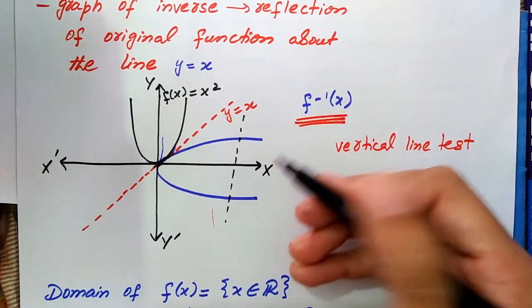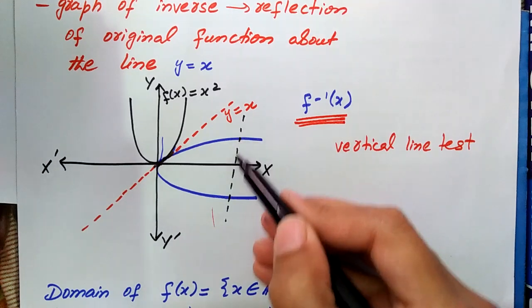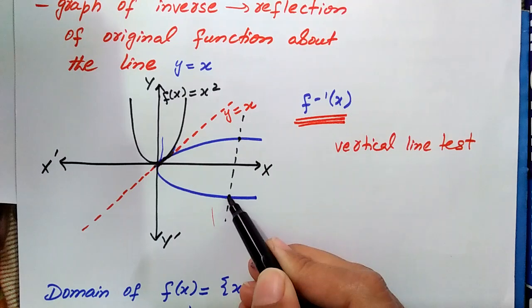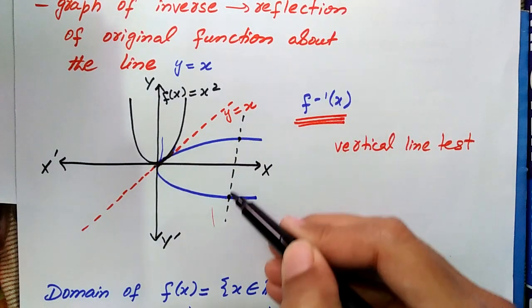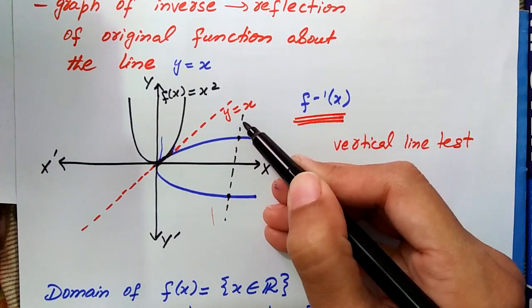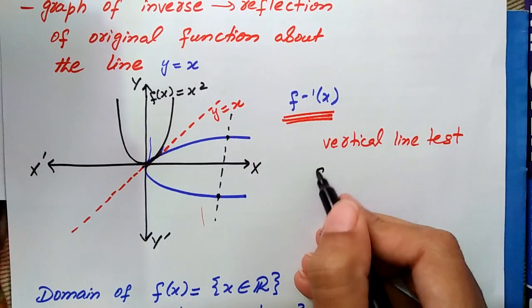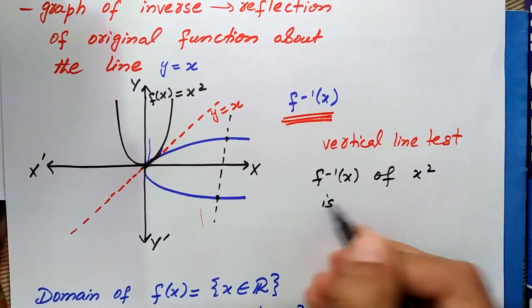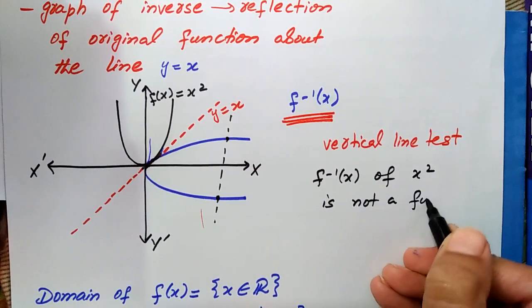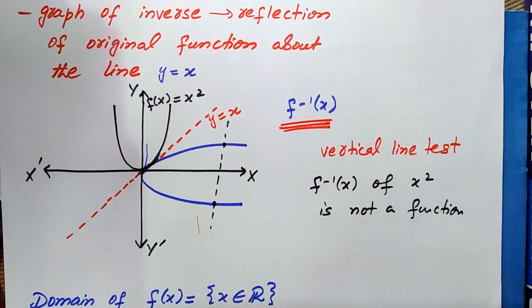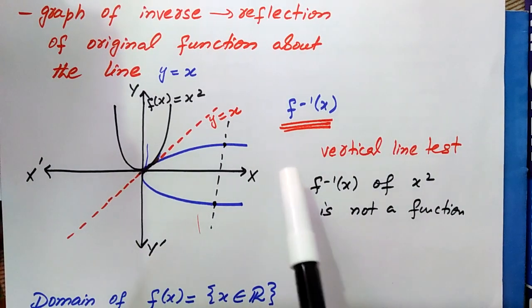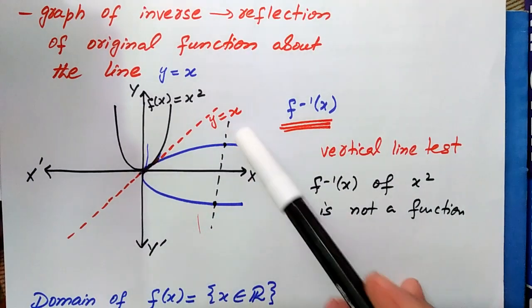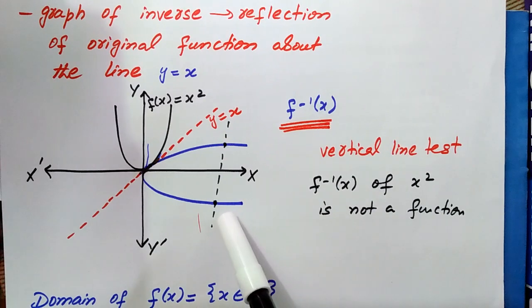Anywhere on the parabola, we can see that this vertical line cuts the graph of f inverse of x at most 2 points. If this vertical line cuts the graph at 2 points, this shows that f inverse of x for x square is not a function. So mostly f inverse of x for the quadratic function is not a function, because the vertical line will cut the graph at most 2 points.